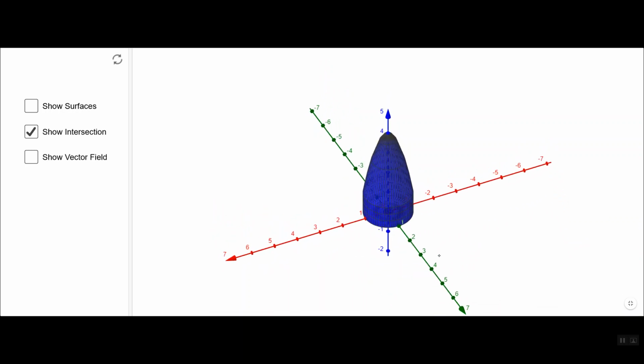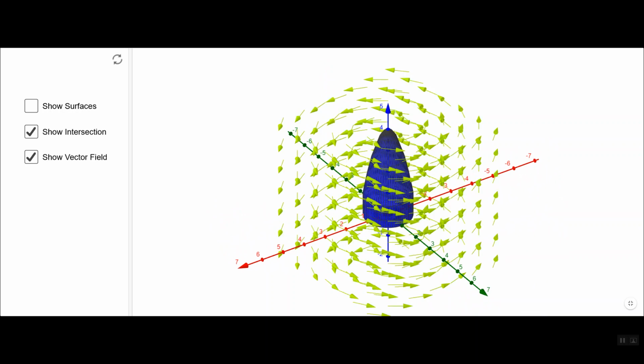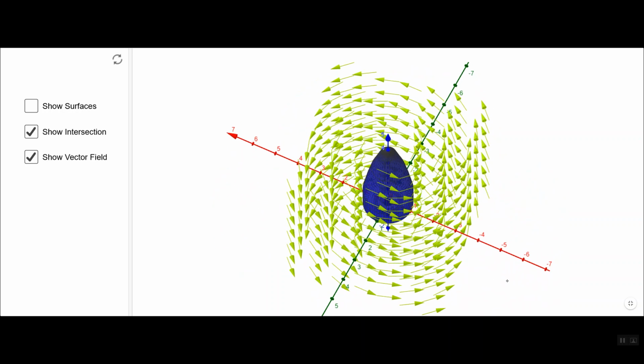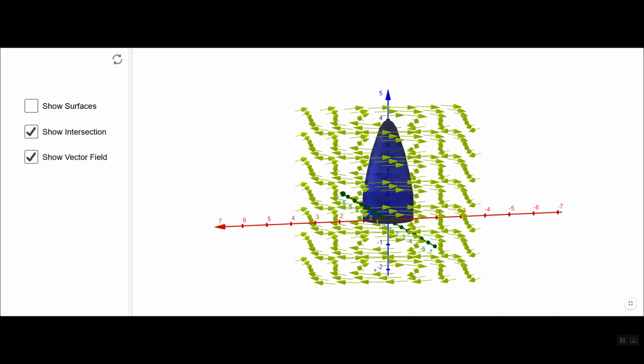This is what we want to observe. This is the region that we're going to be placing inside of a vector field. Now we want to look at the vector field as we start placing this object in it, and we want to see what the flux is for this vector field as it moves across the surface of the object that is being placed into it.